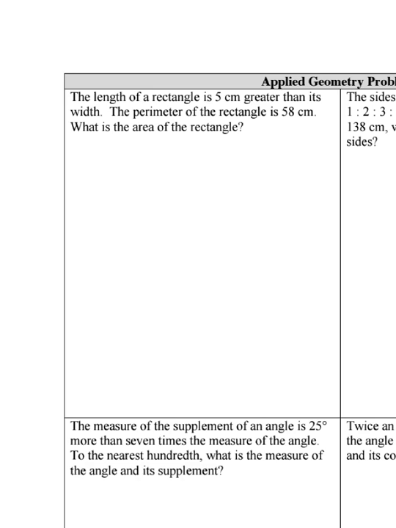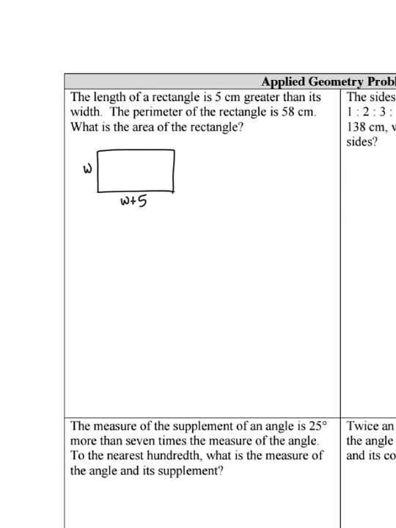So with geometry problems, I typically like to draw a visual. So I have a rectangle, so I'm just going to give me that shape to look at. The length is 5 centimeters greater than its width. So I'm going to call my width W, and the length of it is 5 greater, so that would be W plus 5.